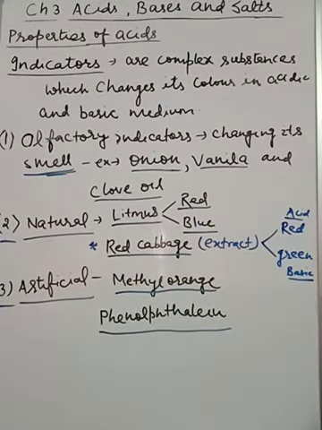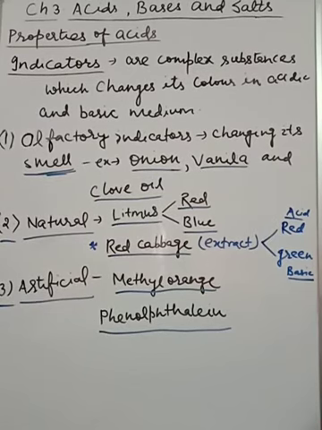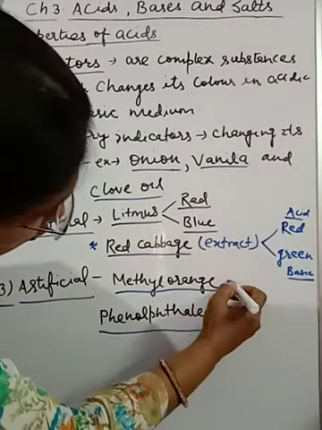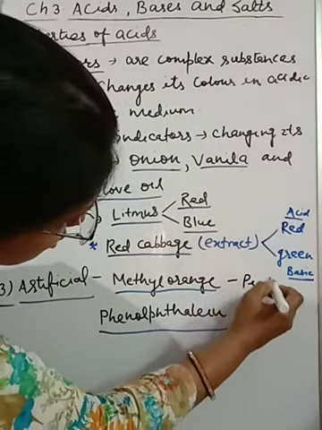Now come towards the most important indicators which are generally used in our laboratory, that is methyl orange and phenolphthalein. Methyl orange, as it is clear from the name, is orange in color, but changes its color in acid and basic medium, children. In case of acidic medium, the methyl orange changes to pink color.